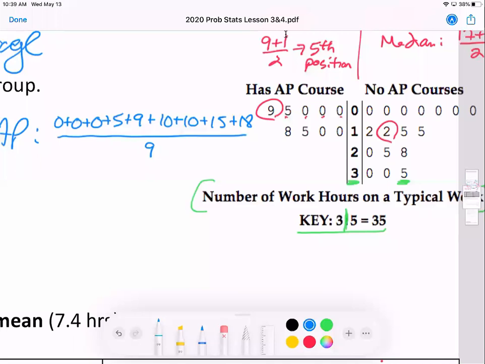So that looks like we would have 7.4 is what I got for that. Is the mean.